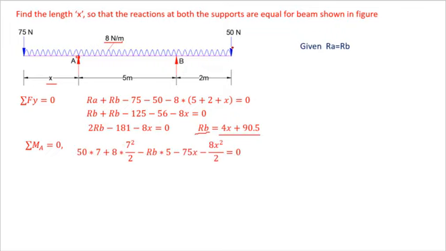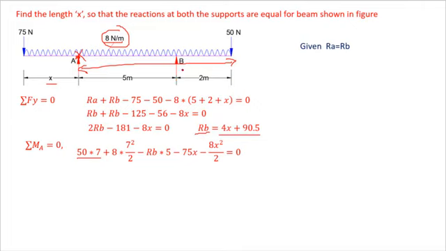Then we get 50 into 7, up to this distance the total is 7 meters. 50 into 7, clockwise positive. Then this 8 kilonewton load from here to here, I am taking. This total distance is 7. So 8 into 7 is the load, into 7 by 2 is the distance. So 8 into 7 square by 2.